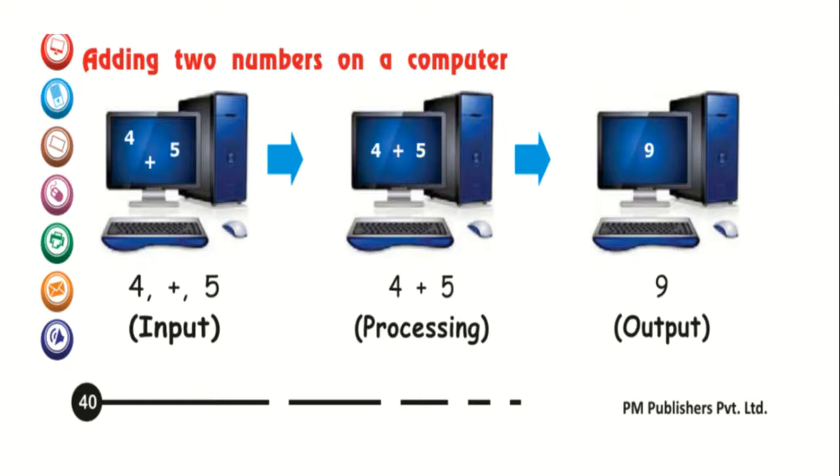The processing takes place inside the computer and as a result you get number 9 on the screen and that is the output. So here you can see that 4 plus 5 that you put from your keyboard into the computer is the input. The processing inside the computer takes place and that is how you get the result on the screen. That is the addition of 4 plus 5, 9, and that is the output.